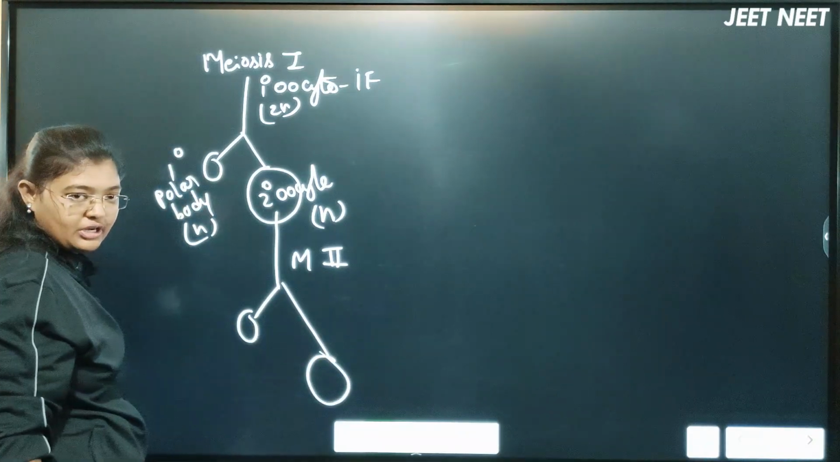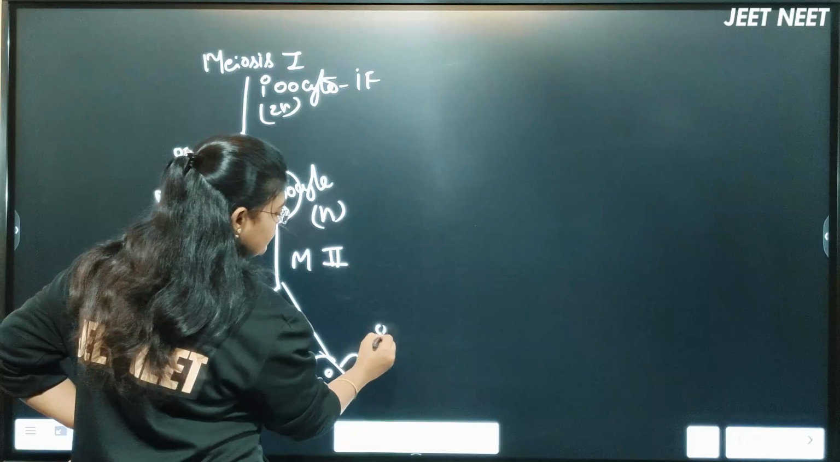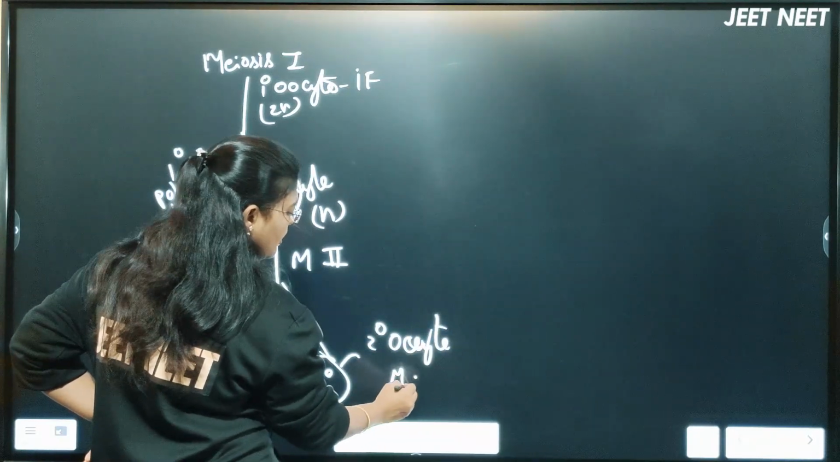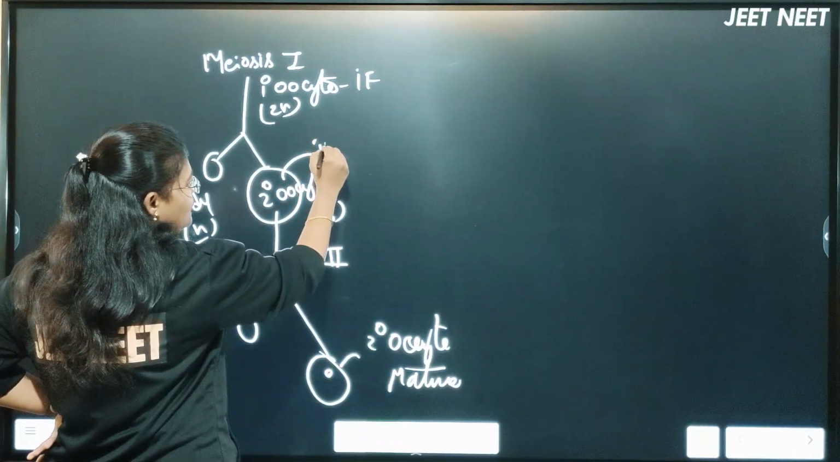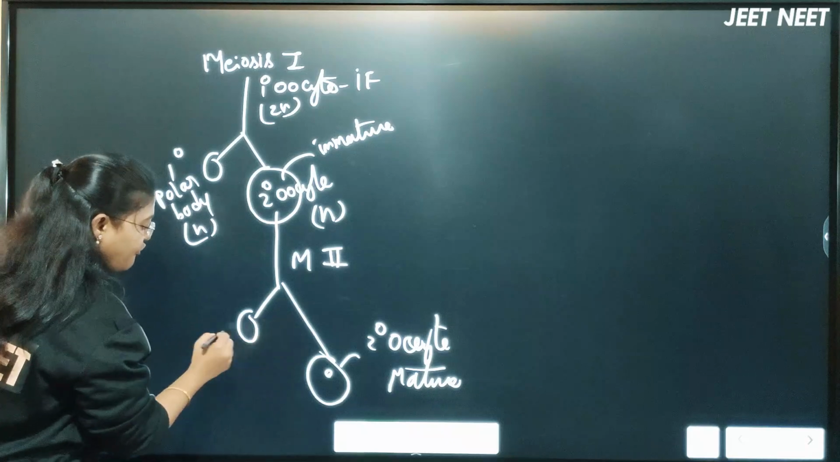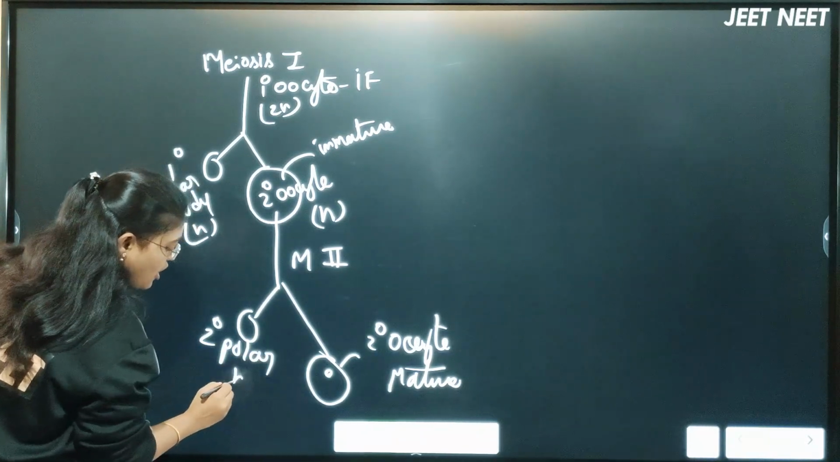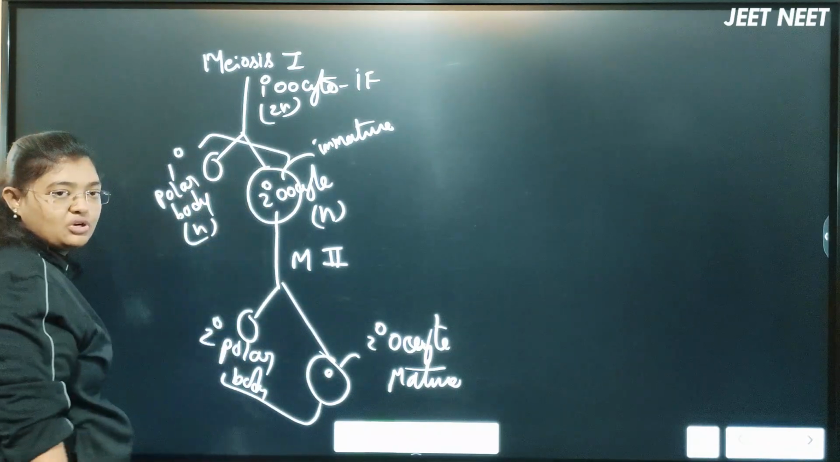Two cells will form. This one we call the mature ootid, and this one we call the immature secondary oocyte, formed along with the secondary polar body. This is also unequal, beta. Here also the unequal division only will happen.